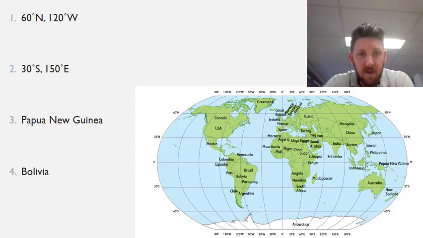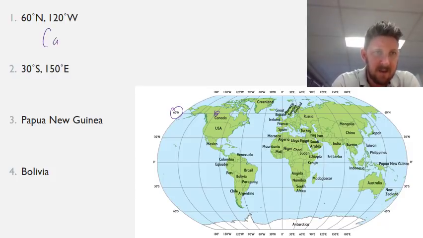Okay, let's have a quick look. 60 degrees north, so we know it's 60 degrees north. We're going to go 120 degrees west. Here's 120 degrees west. And where are we going to be? We are going to be in Canada.